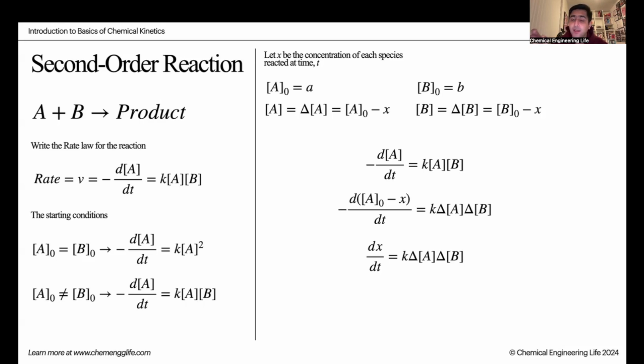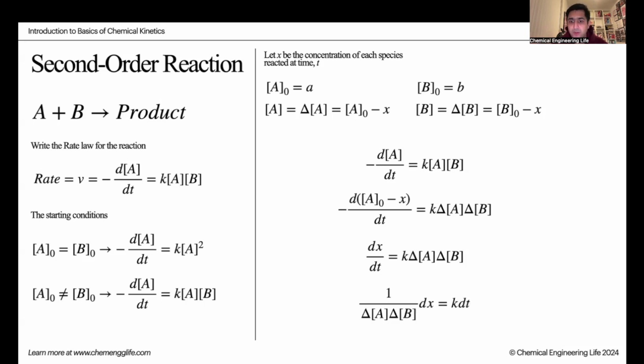Because remember that if you differentiate a constant, you get 0, right? And it already has a negative. So a negative negative makes a plus. Then you would have dx over dt equal to k times delta A and delta B, where delta A and delta B is the expression A0 minus X. That is the amount of concentration that each species that has reacted at a specific time t.